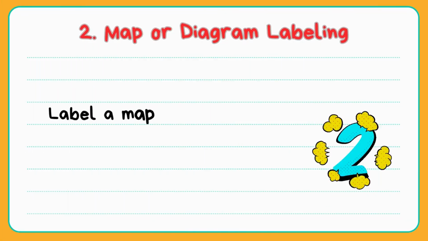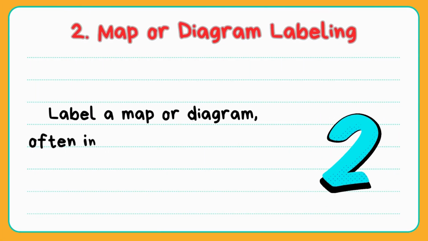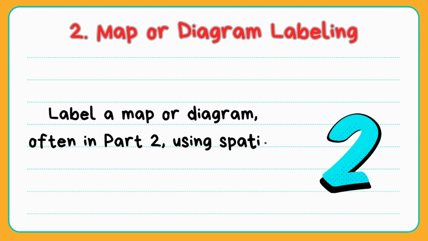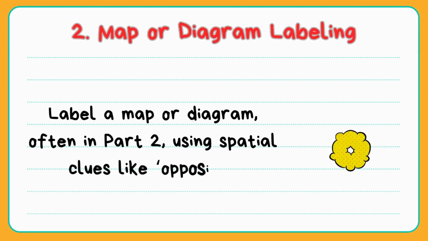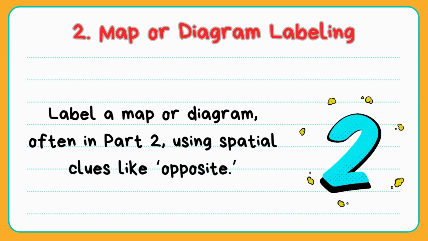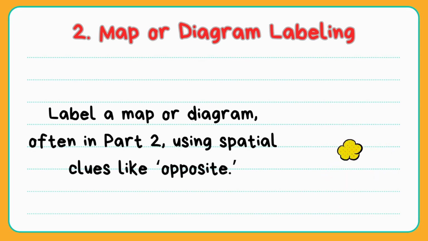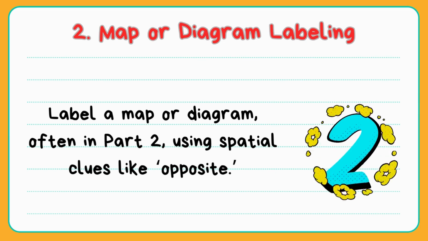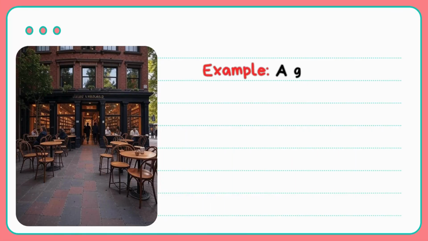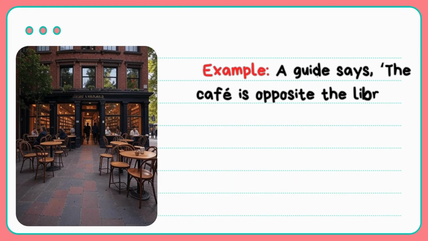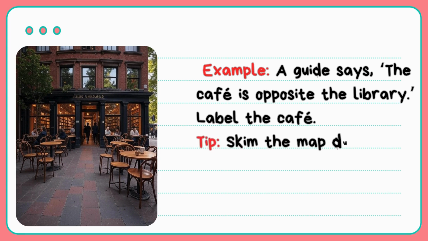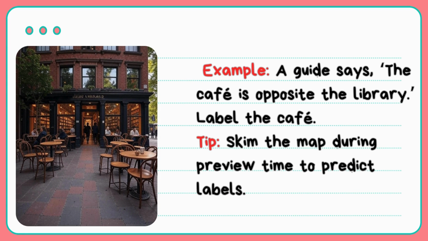Number 2. Map or diagram labeling. Label a map or diagram, often in Part 2, using spatial clues like opposite. For example, a guide says, "The cafe is opposite the library." Label the cafe. Tip: skim the map during preview time to predict labels.